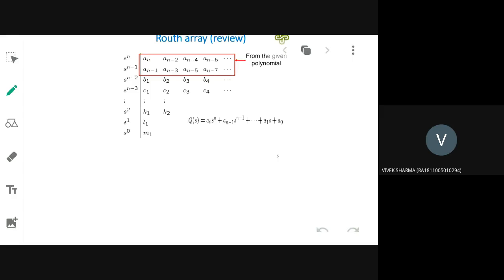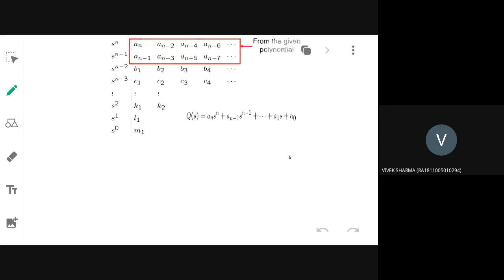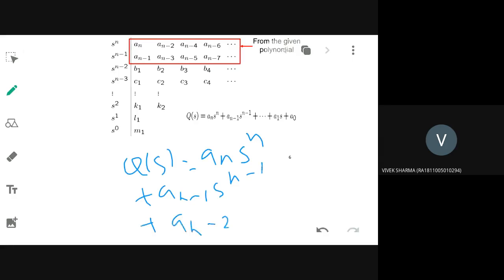Okay, so in the slide I am showing one characteristic polynomial. Somebody could you read and tell me what is the characteristic polynomial that I am having? Q of s represents one characteristic polynomial. It is equal to what? Q(s) is equal to a_n s to the power n plus a_(n-1) s to the power n minus 1 plus a_(n-2) s to the power n minus 2 plus, it will go on.